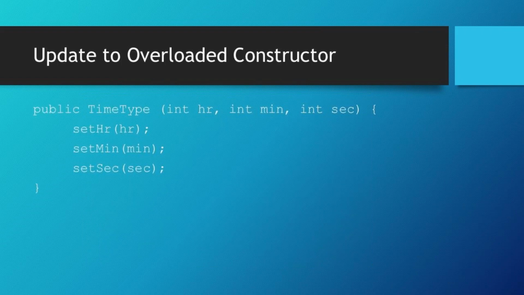Now that we've created these methods, we can change our logic in the overloaded constructor. Remember, we had the same validation logic in the overloaded constructor. Rather than having the logic in the same place twice, we can now update the overloaded constructor to just call those setter methods. Instead of doing the individual validation in the overloaded constructor, we can just call setHR, setMin, and setSec with the appropriate parameters.